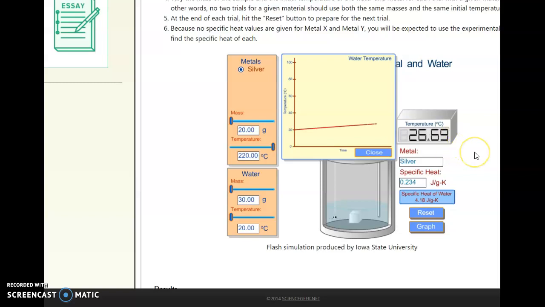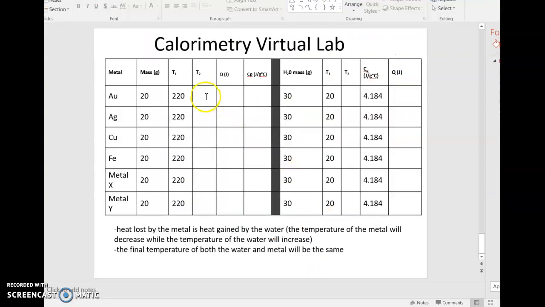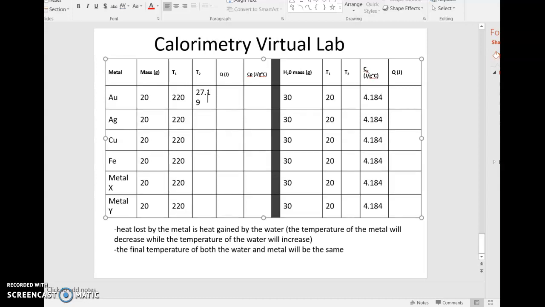In this case, I say that the final temperature is about 27.19, you can put 27.2, whichever one you feel comfortable, you're going to get close to the same answer. Okay, so in this case, I'd say the final temperature of the water and the final temperature of the piece of silver is about 27.19 degrees Celsius. So if I go back to this, I'm going to put here that the final temperature is 27.19 degrees Celsius, and the final temperature of the water is also 27.19 degrees Celsius.